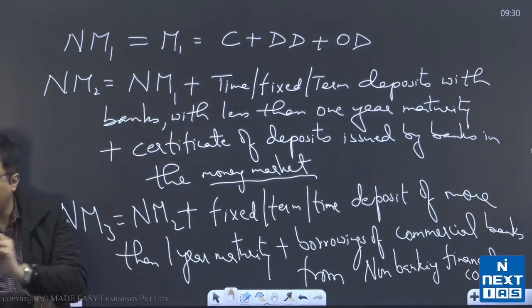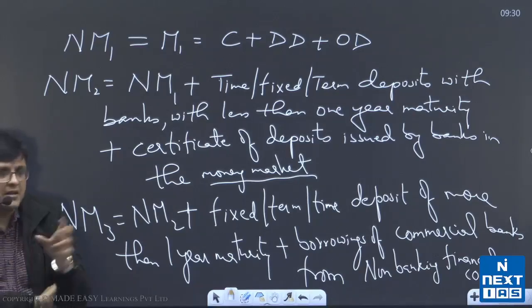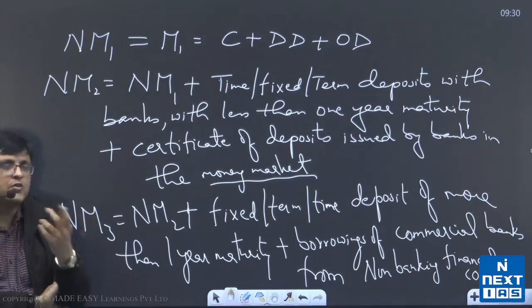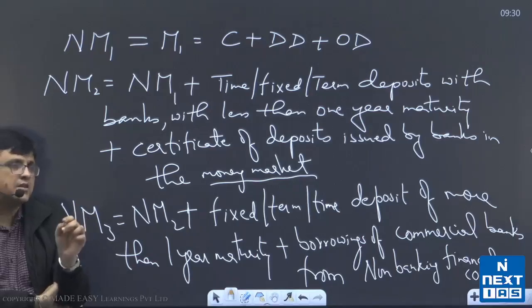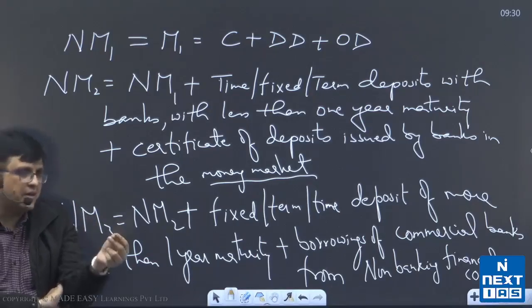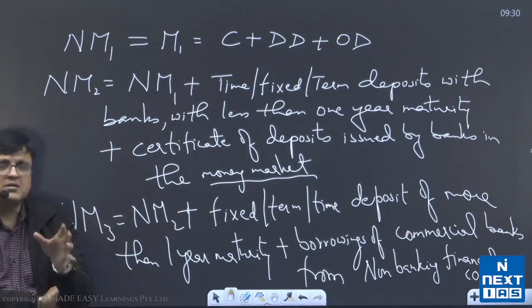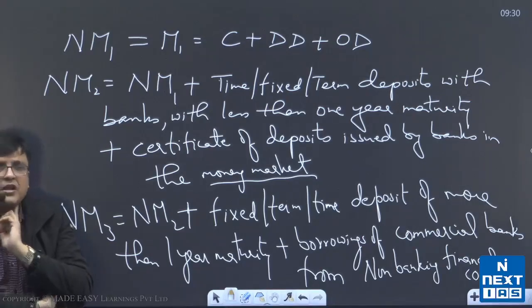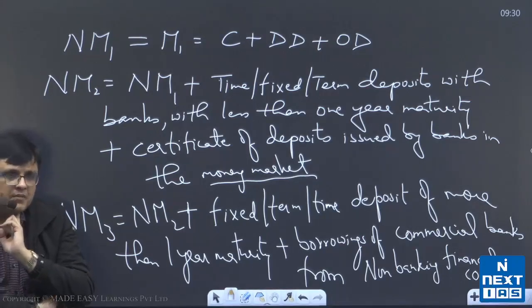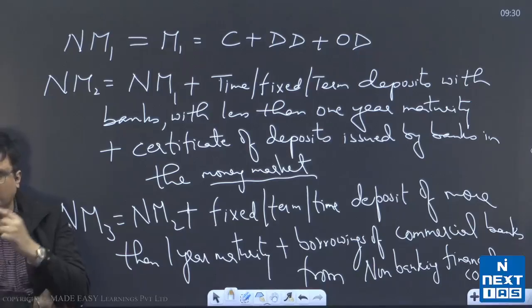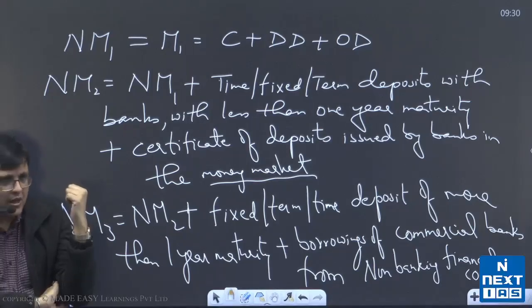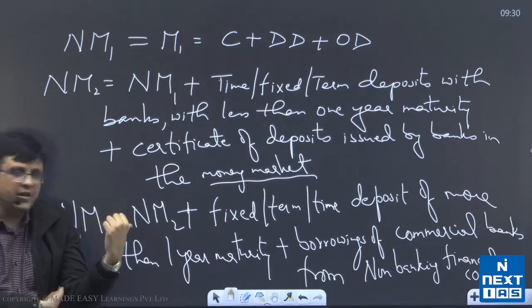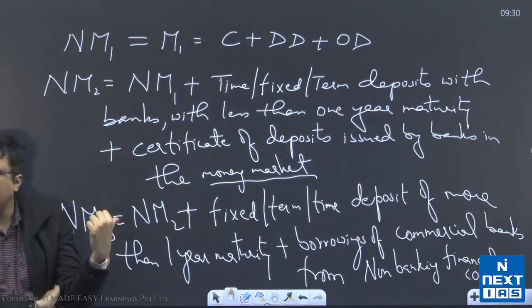That is something a component of NM1, component of NM2, and so on. Or sometimes they can give you a statement: certificate of deposit is not included in NM1. That's a true statement. Certificate of deposit is not included in NM3. Is that a true statement or a false statement? False, because certificate of deposit is part of NM2 and NM2 is a part of NM3. I believe we are clear on that.